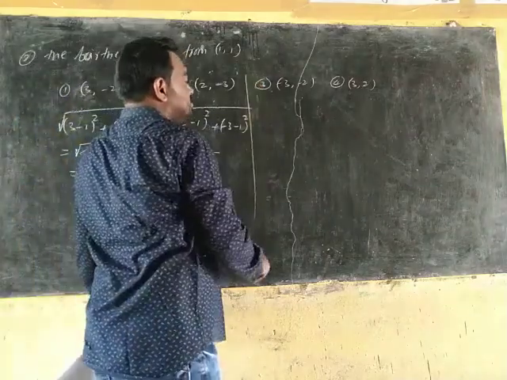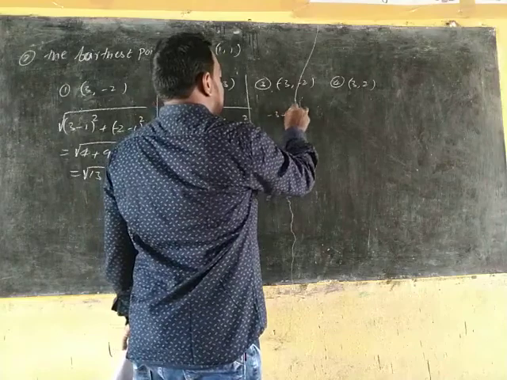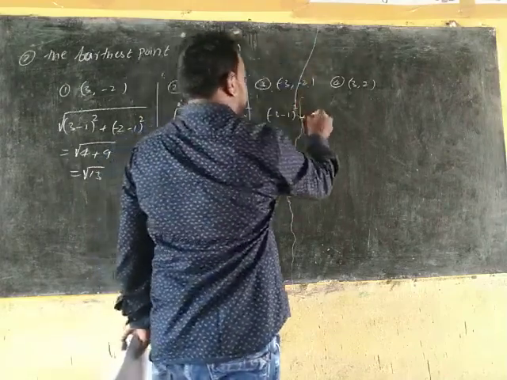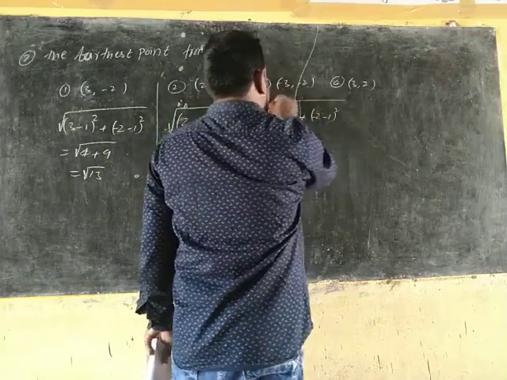Now coming to the third option, you see minus 3 minus 1 whole square, that is (x2 minus x1) whole square, plus (y2 minus y1) whole square, minus 2 minus 1 whole square, under root.